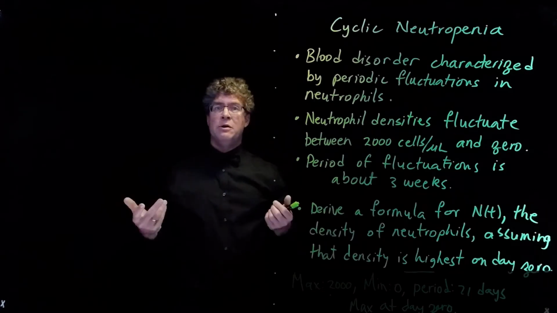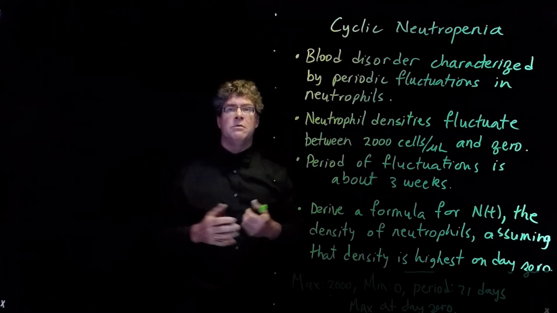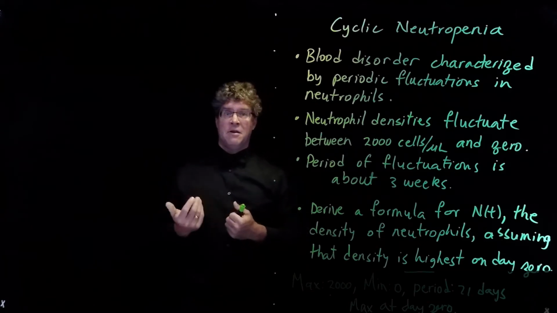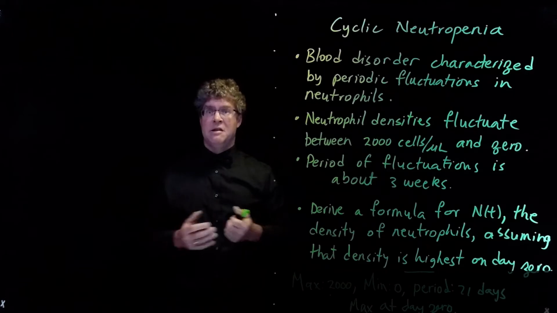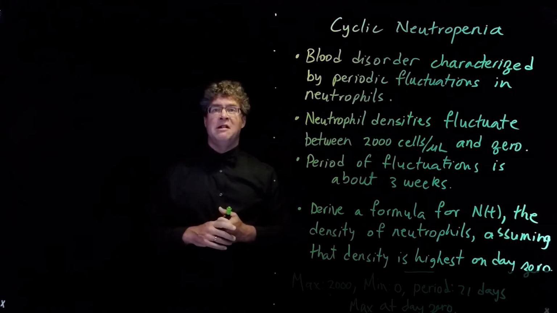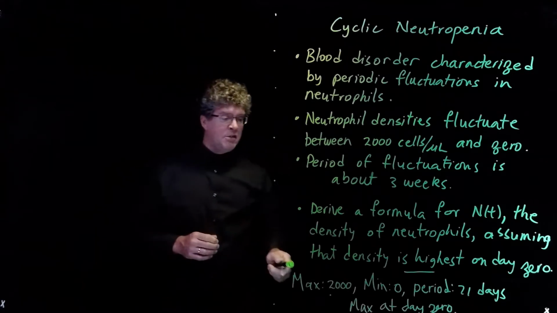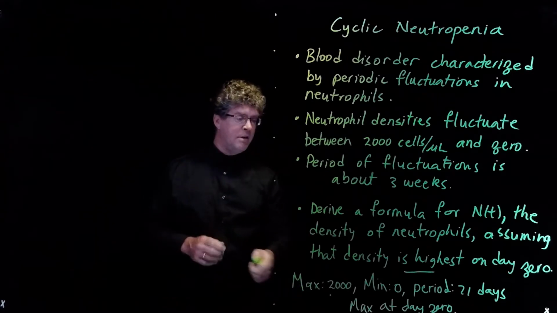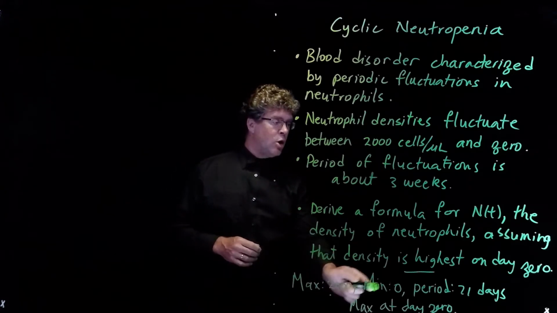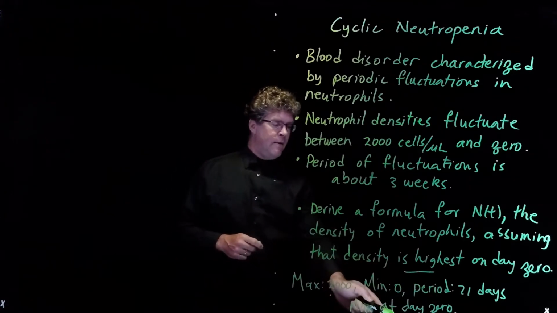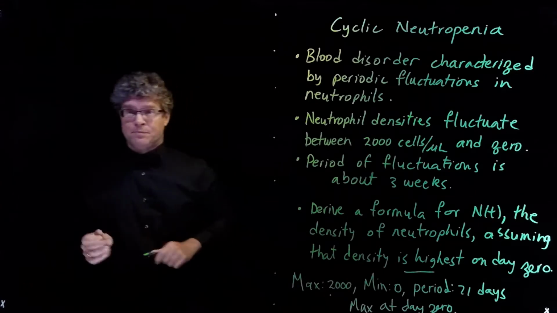And so what we want to do is find a function n of t that describes the amount of neutrophils in the blood as a function of time in days, assuming that the density of neutrophils is highest at day equals 0. And so the relevant quantities are here. The maximum is 2,000, the minimum is 0, the period is 21, and the maximum is at day 0.